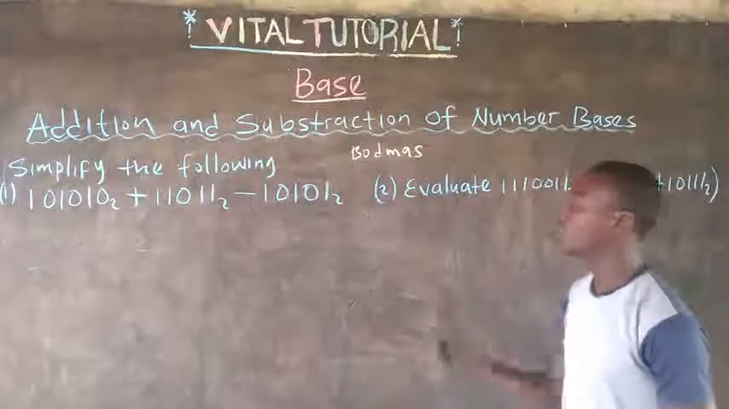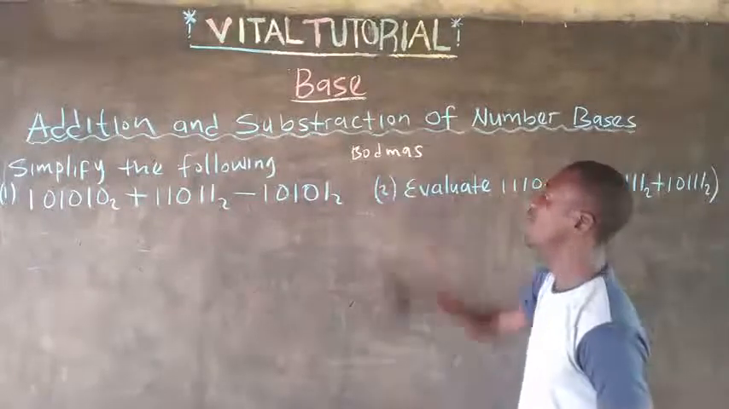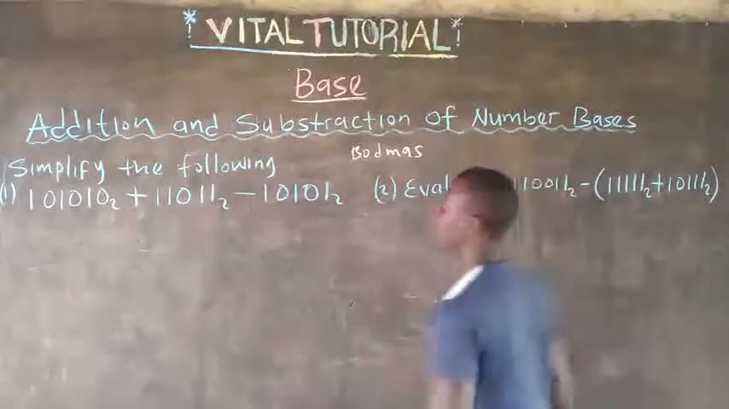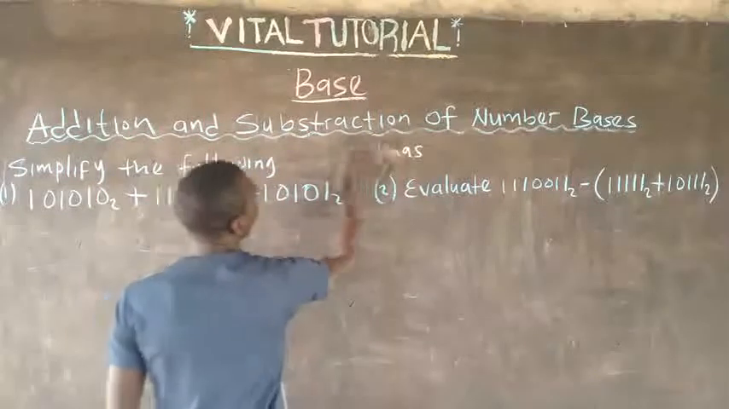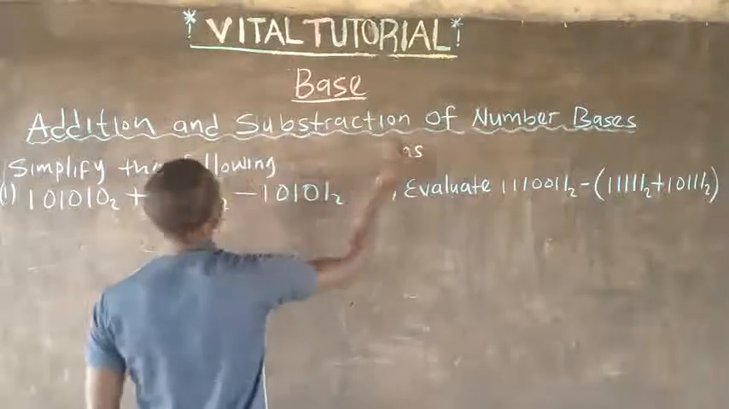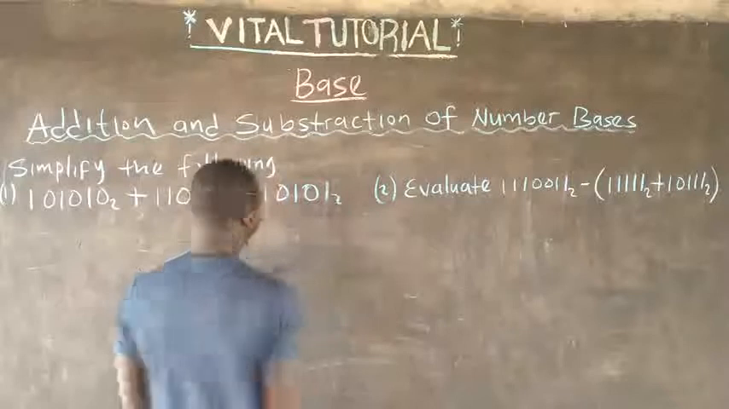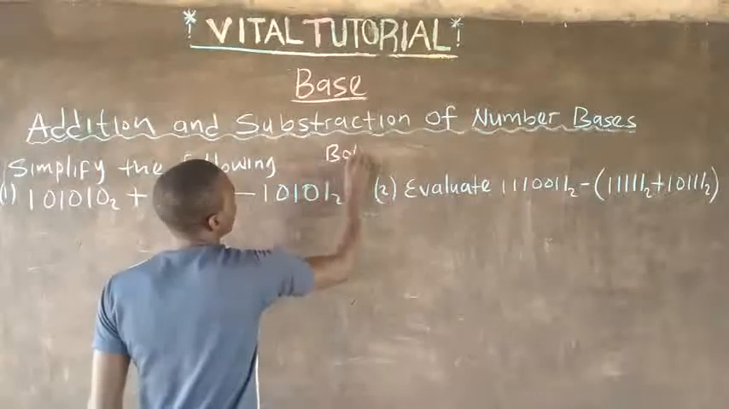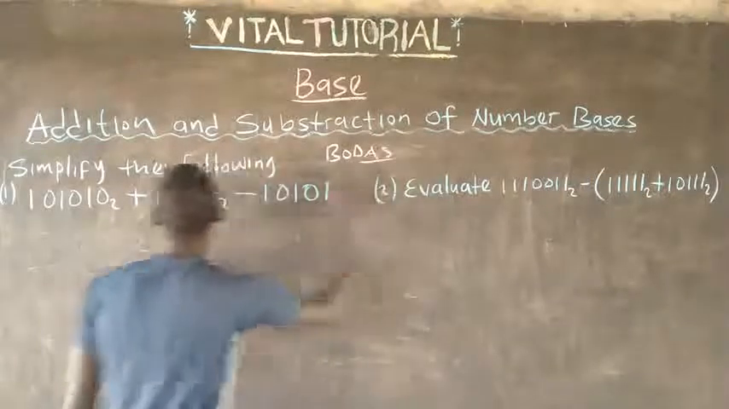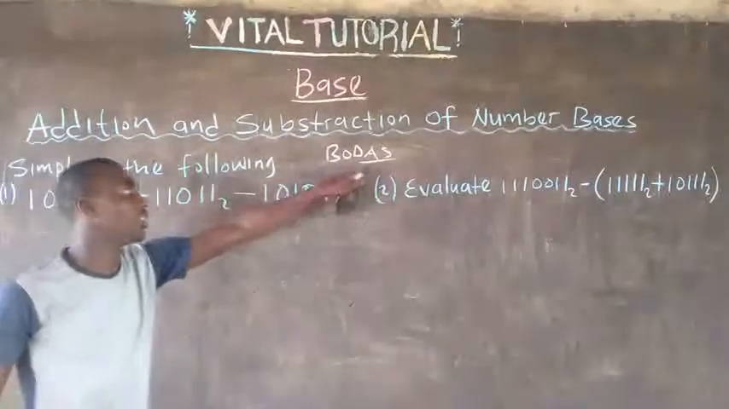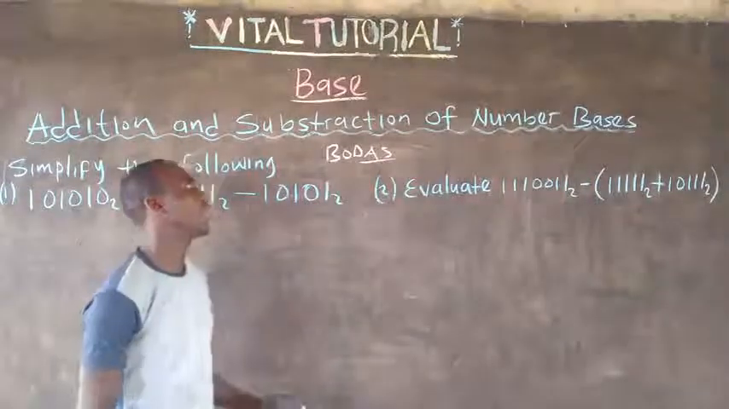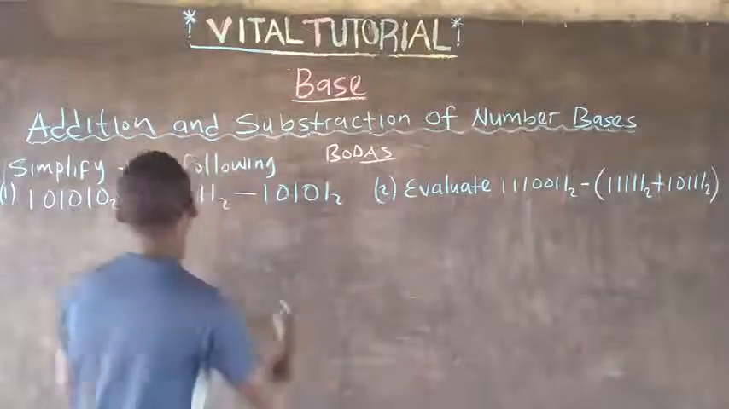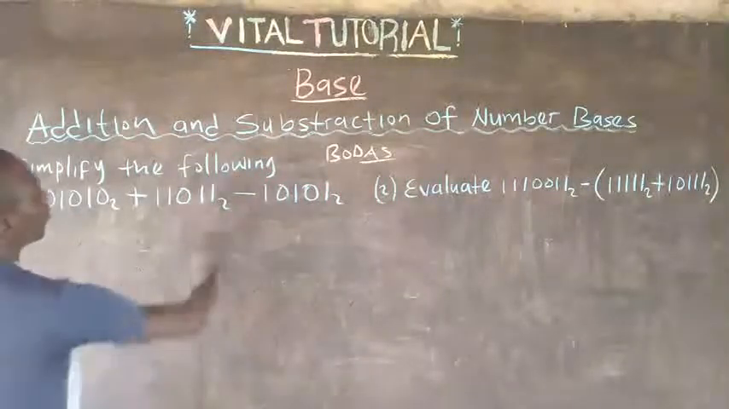If the expression has of, then you follow of. Of means multiplication. Division, if it is division, you follow that. And if it is multiplication, you follow that. But for the first question today, we'll be considering just the last two letters of BODMAS. Here we have addition and subtraction, and you can see addition came before subtraction. So here we'll be considering addition first before subtracting.